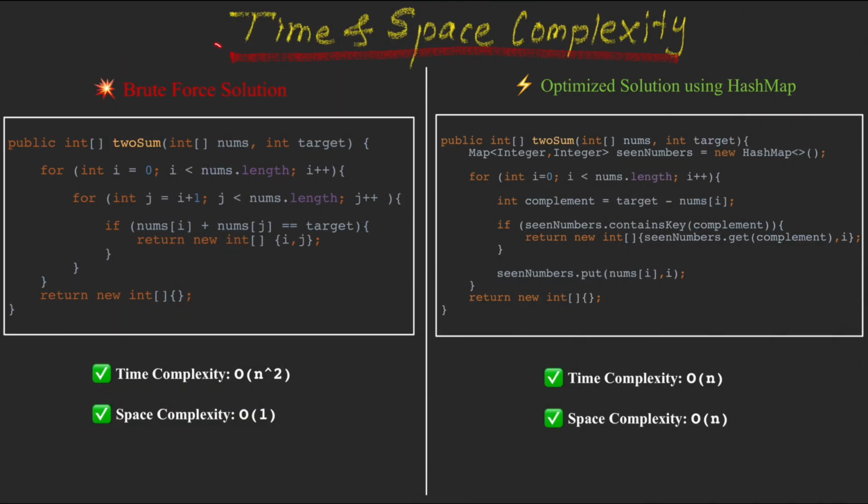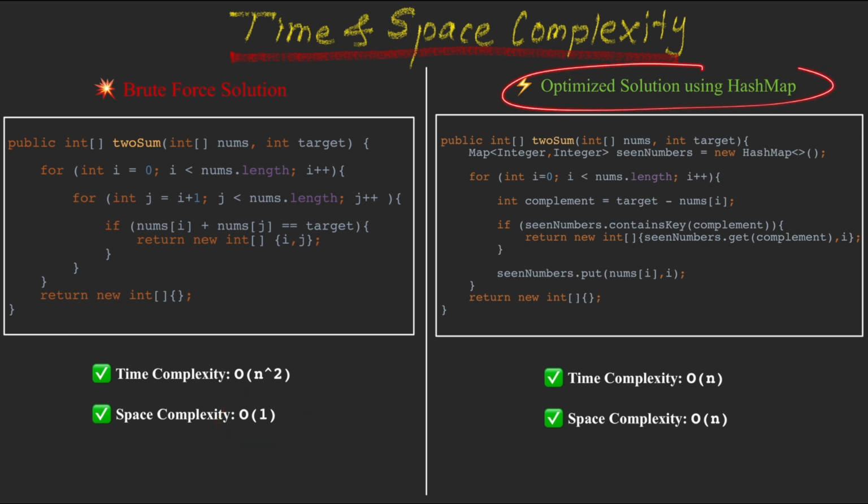Let us analyze the time and space complexity of both the approaches, the brute force method and the optimal HashMap solution. In the brute force approach, we use 2 nested loops to check every possible pair of elements in the array. So the time complexity is O(n²), quadratic time. And we don't use any additional data structures here, just a couple of variables to store indices. So the space complexity is O(1), constant space.